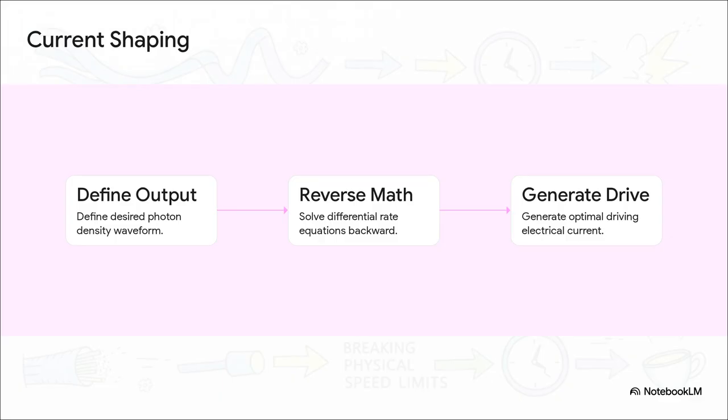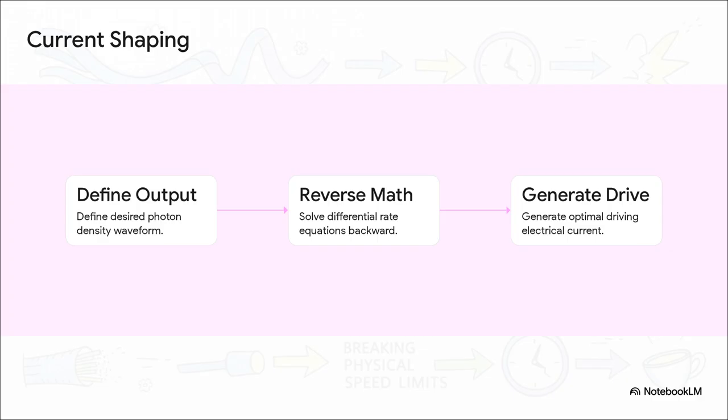Here's how it works. Step 1. They define exactly what they want the final light output to look like. We're talking a perfect, clean pulse with absolutely no ringing. Step 2. They take the incredibly complex differential rate equations that govern the laser's physics, and they solve them backward. Then, step 3.